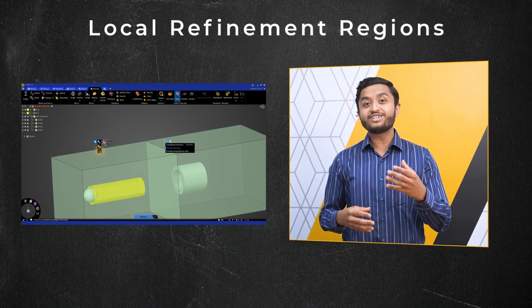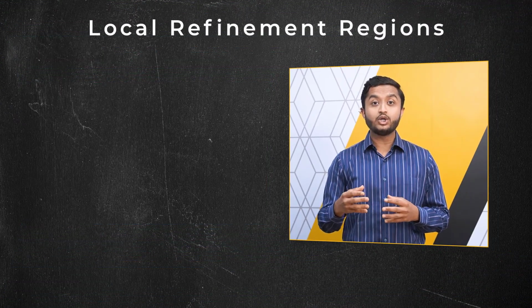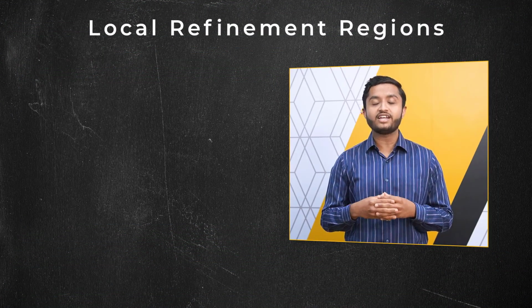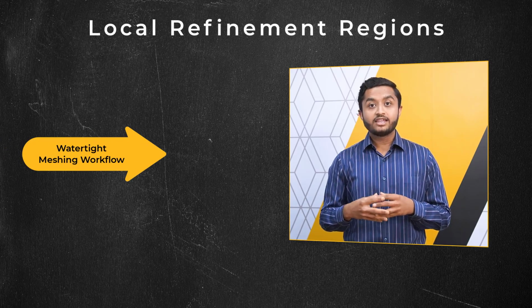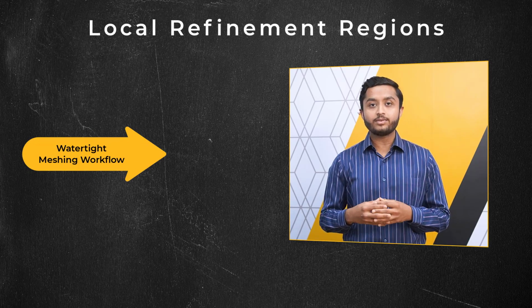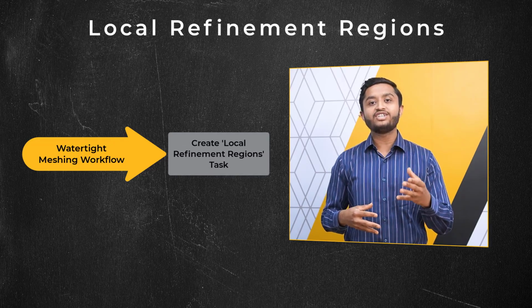To avoid potential issues with this process and to also simplify defining the refinement zones, the Watertight Meshing workflow lets the user create BOI type refinement regions using the Create Local Refinement Regions task. Let's now see how we can set up this task.